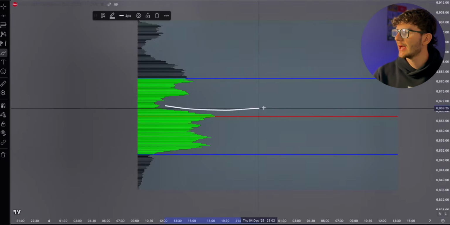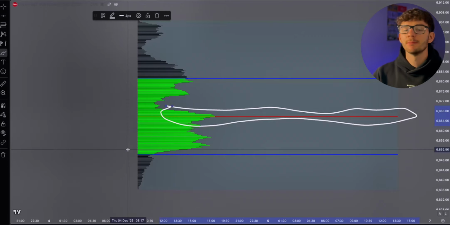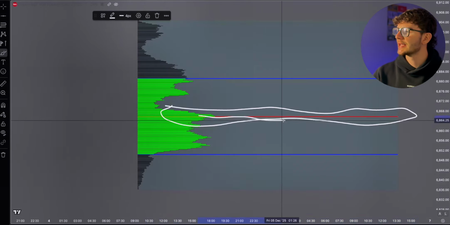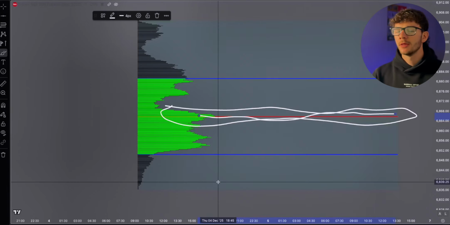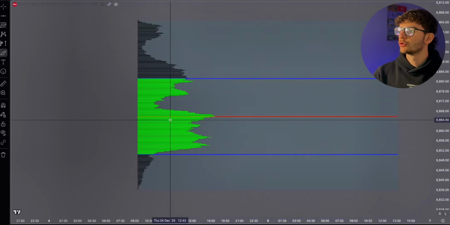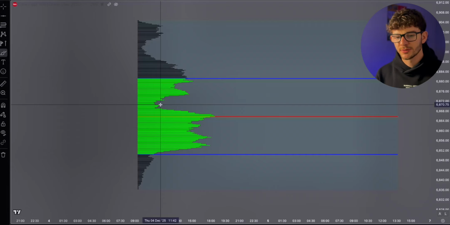And then the final level we have on the profile is the point of control. This is the red line and the most traded point in that profile. So this is what we determine as fair value because it's where the most amount of people were buying and selling in that given range, making it the point of control. And the point of control will act as sort of a magnet for price. Price is going to want to move towards the point of control.